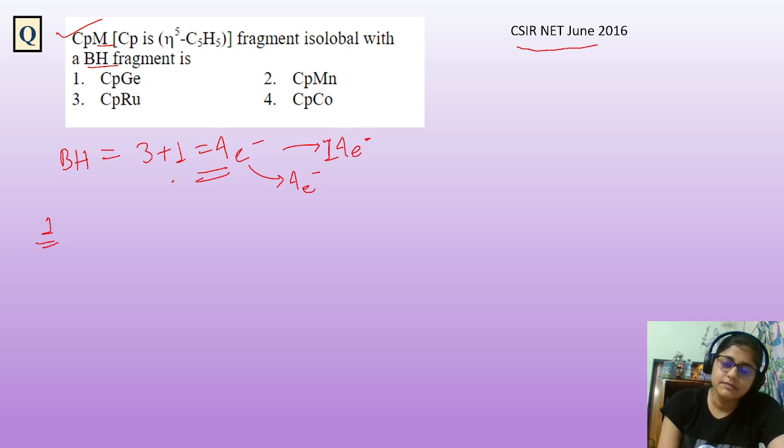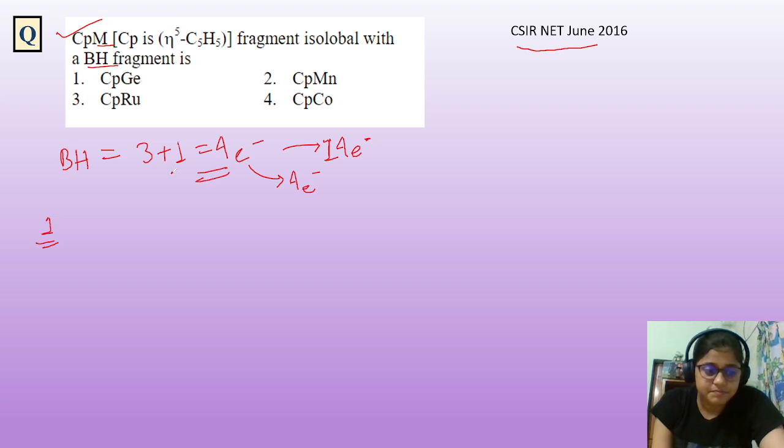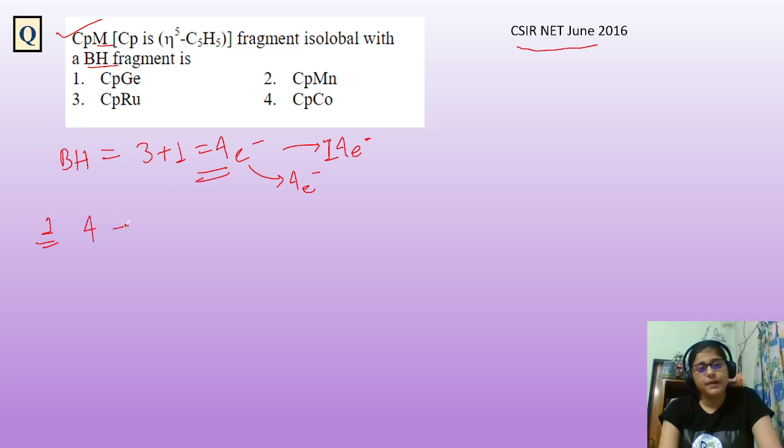So carbon. What was there? Carbon, silicon. Yes, it is in carbon. I have checked also. Okay. So carbon group, so it will be 4 plus Cp means 5, right?